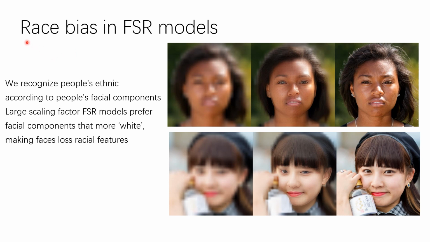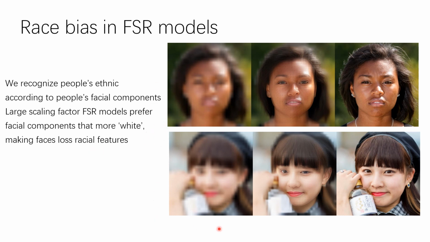But there is, of course, race bias in these models. And for we humans, we recognize people's ethnicity according to people's facial components, such as the shape of the eyes, the shape of your nose, the shape of your lips, and the color of your eyes. And of course, the color of skin is important, but usually the model won't mistake that. And large scaling factor face resolution models prefer facial components that are more white. And this makes faces lose their facial racial features.